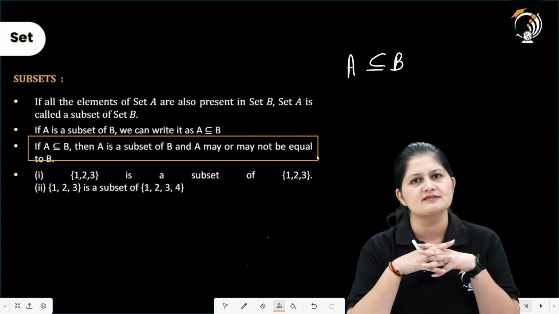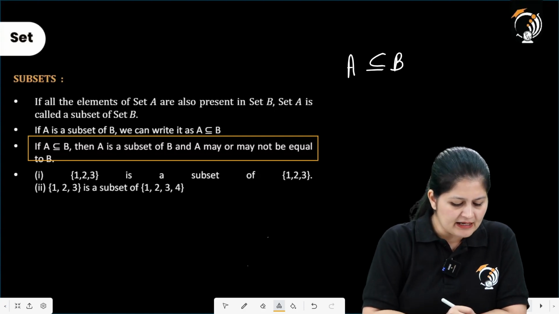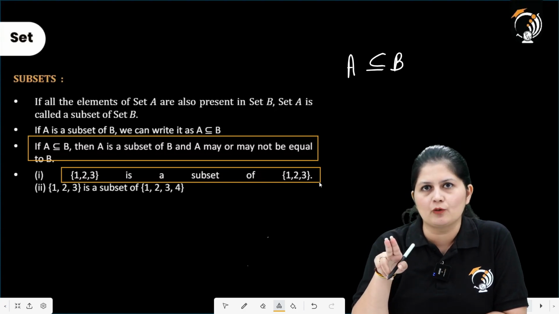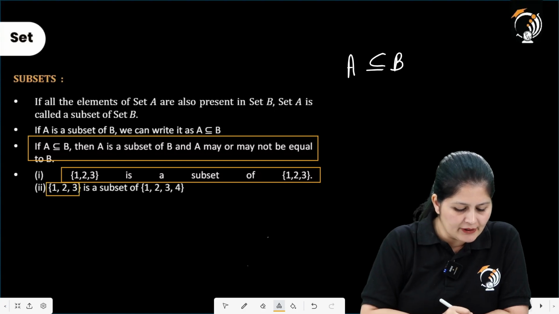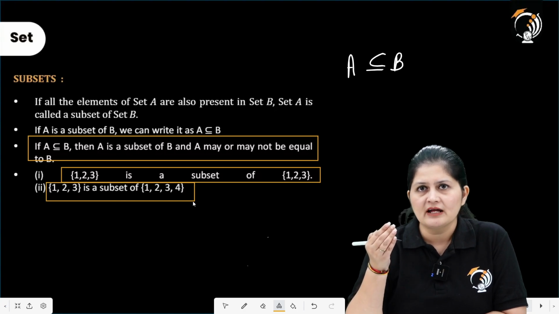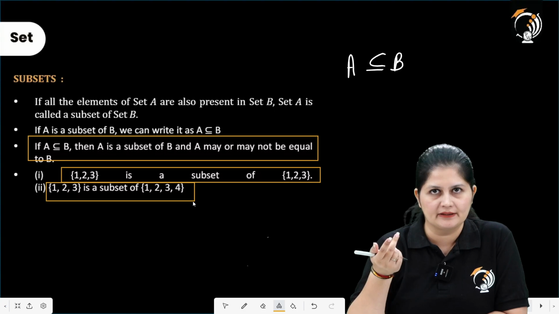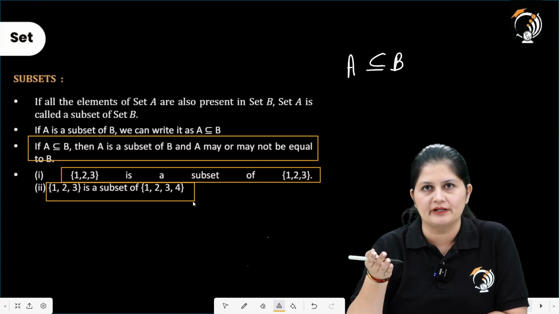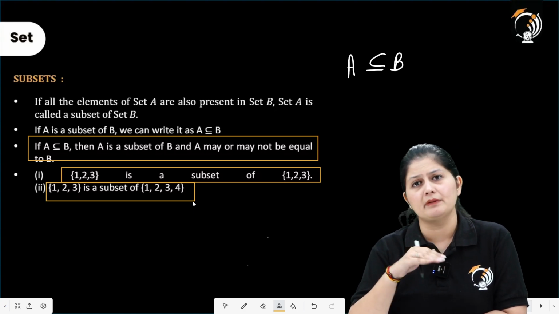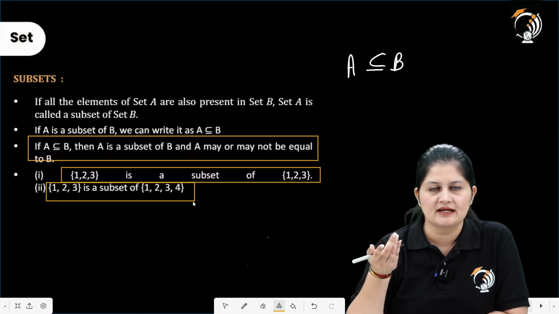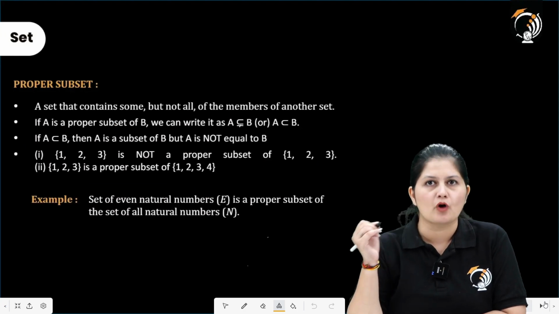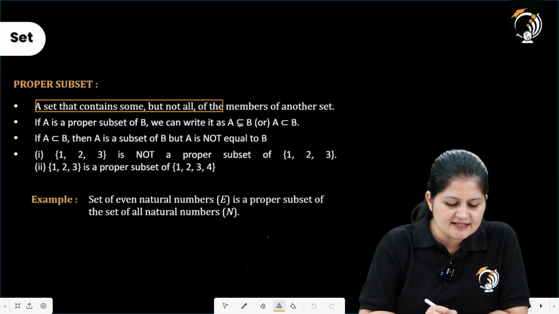So let's understand this with the help of an example. If {1, 2, 3} is a subset of {1, 2, 3}, what we can see is that both the sets here are equal. Further, {1, 2, 3} is a subset of {1, 2, 3, 4} as well. So what we can observe is that A is not equal to B, but A is a subset of B. Clear? So it may have exactly the same elements, or it may not have exactly the same elements. Clear? Understood?